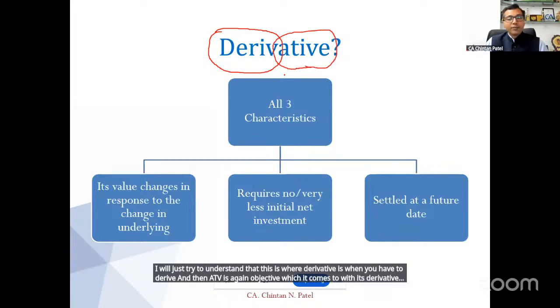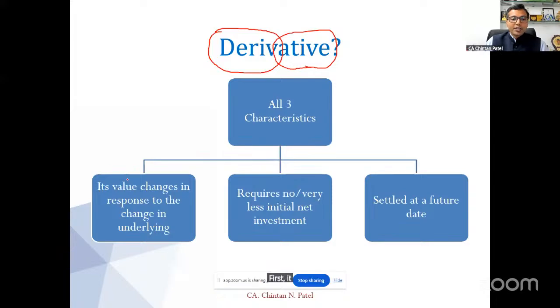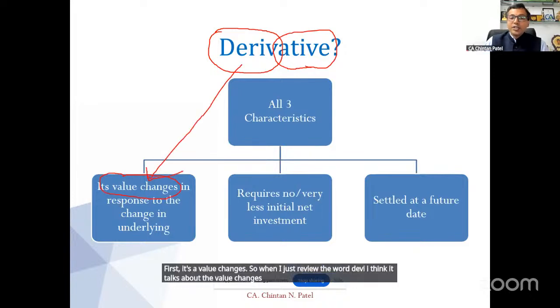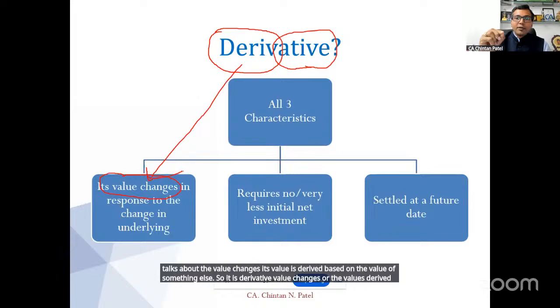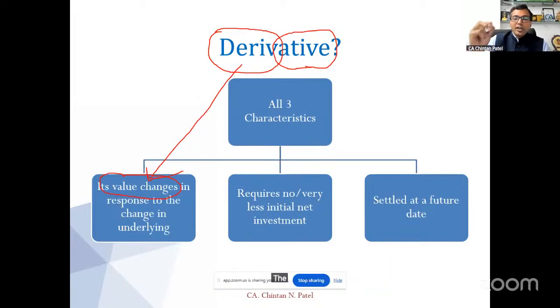There are three main important characteristics of a derivative. First, its value changes. When I use the word derive, it talks about the value changing. Its value is derived based on the value of something else. So the derivative's value changes based on the change in the value of the underlying.